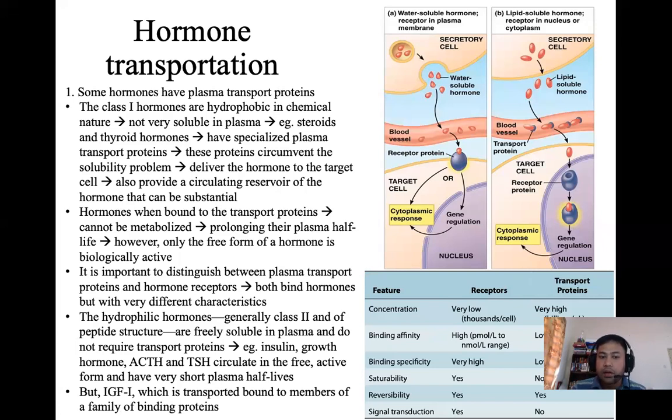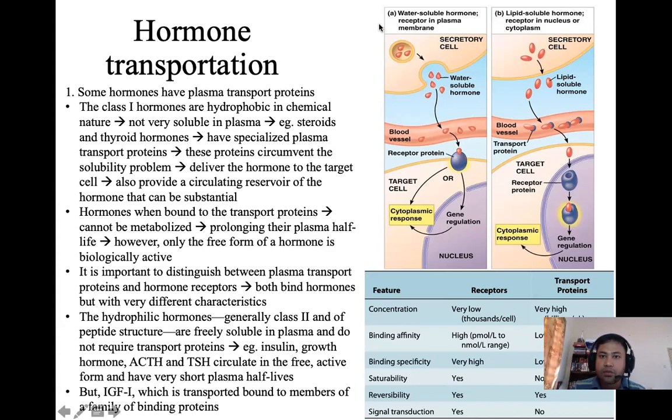So the hydrophilic hormones are generally class 2. Some books put the hydrophilic as class 1, and the lipid soluble hormones as class 1. Sorry, class 2. So it can be either, but there are only 2 different classes. It should be fine.